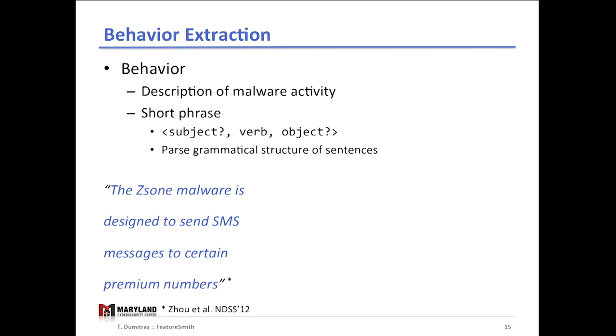And we're gonna extract them by parsing the grammatical structure of the sentences. So if we go back to this sentence about ZZone, we are going to connect words with directed links that represent the grammatical dependencies between these words. We do this using existing tools called dependency parsers. And then from the types of these links, of these dependencies, we extract our subject-verb-object patterns.